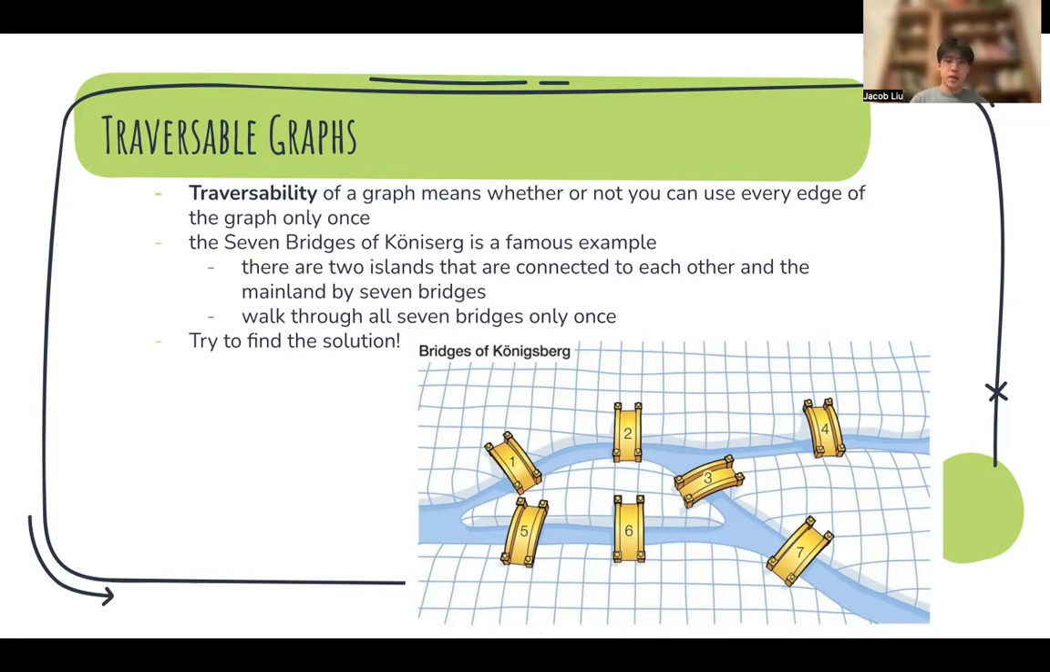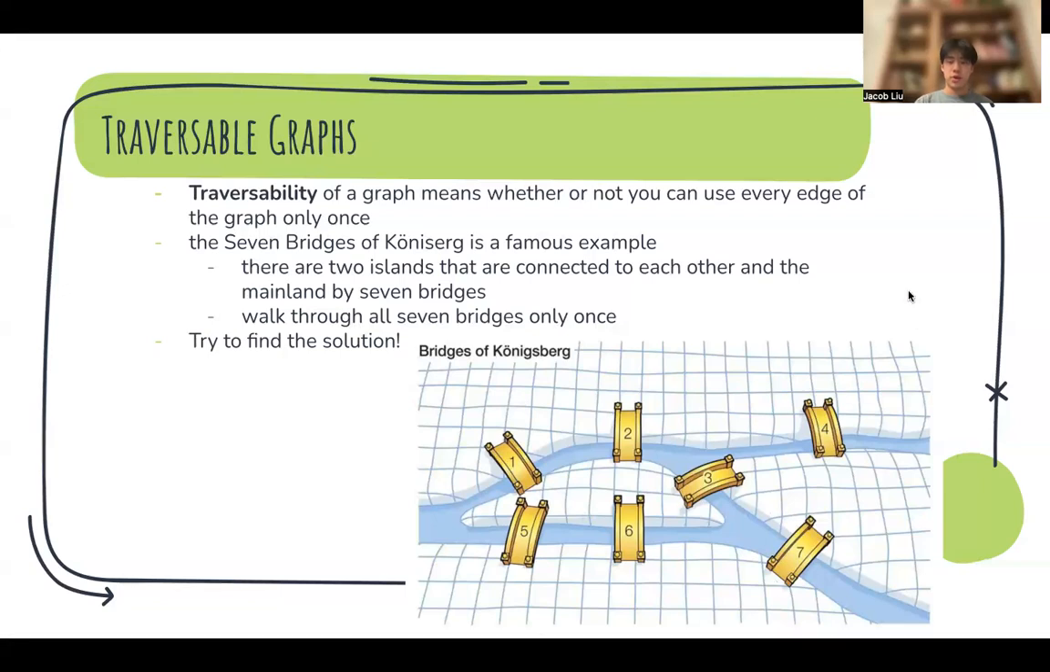So here's the problem. There are 2 islands and there are the mainland on the north and south. These 2 islands are connected to each other and the mainland by 7 bridges. Now, your task is to walk through all 7 bridges only once, starting from anywhere. Can you do it?